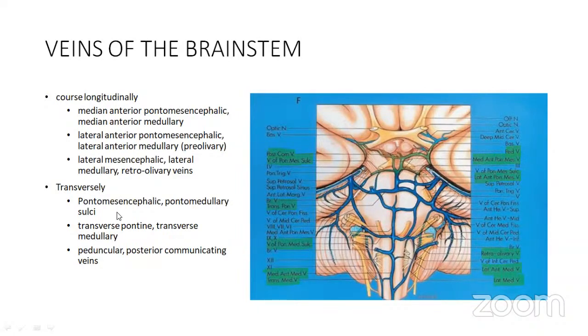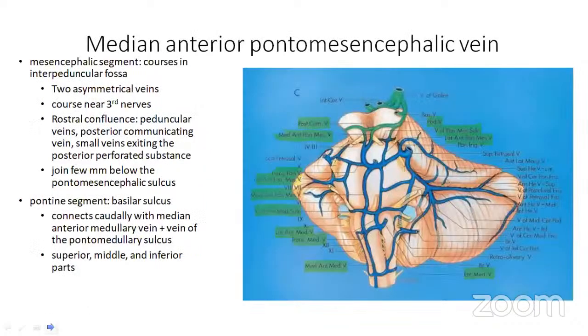Those that course transversely involve the pontomesencephalic vein, the pontomedullary sulci vein, transverse pontine veins, transverse medullary veins, and the peduncular and the posterior communicating veins. We'll discuss these veins in the further slides in detail. To start from the median anterior pontomesencephalic vein.